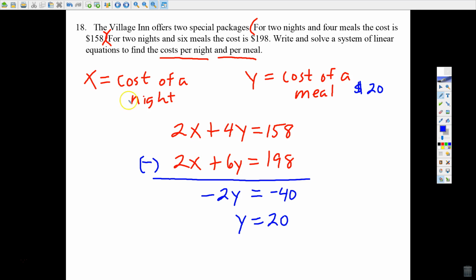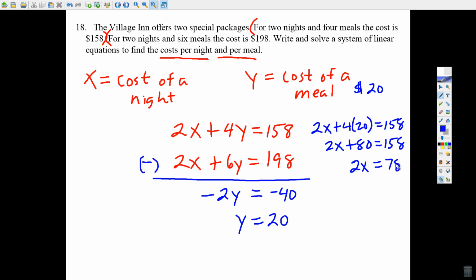And then to find the cost of a night, I just take my value for y and plug it into either one of these. So I'm just going to go with the top. 2x plus 4 times 20 is 158. This is 2x plus 80. Subtract 80 from both sides. 2x equals 78, so x is 39. So each individual night would cost 39 bucks. So there's my answer to this.